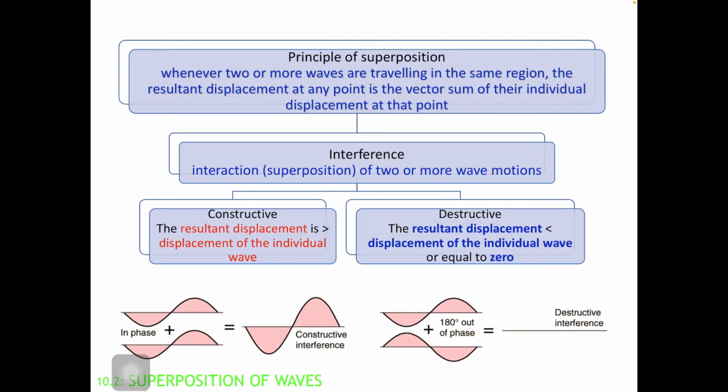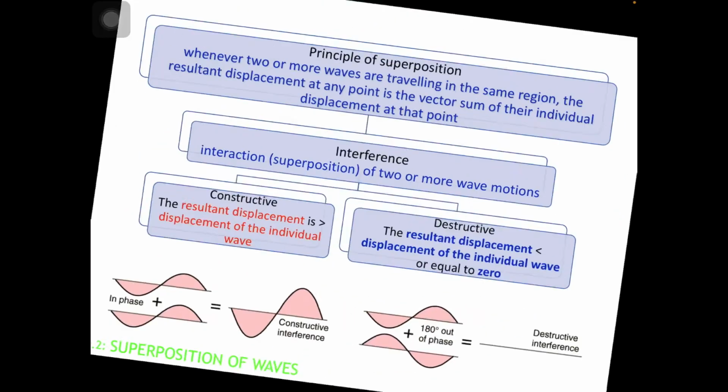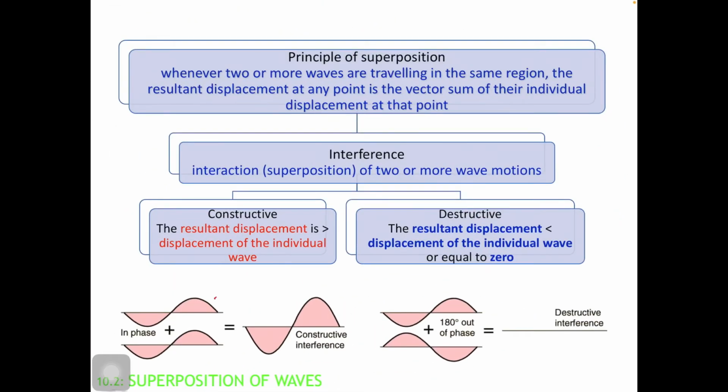Therefore interference pula basically is interaction ataupun superposition of two or more wave motion. So kita ada constructive dan juga destructive. Sama juga macam before this. Kalau constructive, the resultant displacement is greater than displacement of the individual wave. Contohnya macam tadi, katalah dia punya amplitude 2 meter. Yang second wave pun 2 meter. So for resultant wave akan dapat 4 meter sebab 2 plus 2.